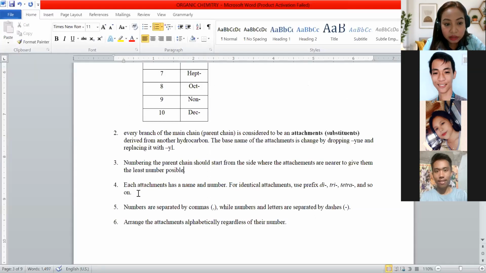Each attachment has a name and number. For identical attachments, use the prefix di, tri, tetra, and so on. Numbers are separated by commas, while numbers and letters are separated by dash. Arrange the attachments alphabetically regardless of their number. So we do not focus on the number. We focus on the alphabetical order of their names.